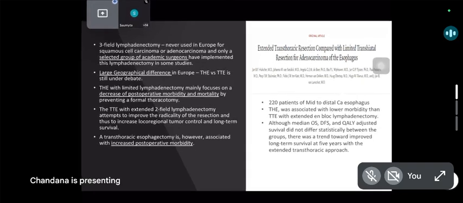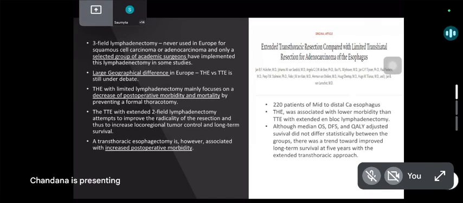In Europe there are large geographical differences, and transhiatal versus transthoracic is still under debate. Transhiatal with limited lymphadenectomy mainly focuses on decreasing postoperative morbidity and mortality. So we know that transhiatal decreases post-op mortality and morbidity, whereas transthoracic with extended 2-field lymphadenectomy attempts to improve the radicality of the resection and thus increase locoregional tumor control and long-term survival.